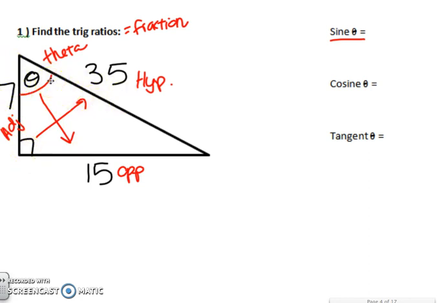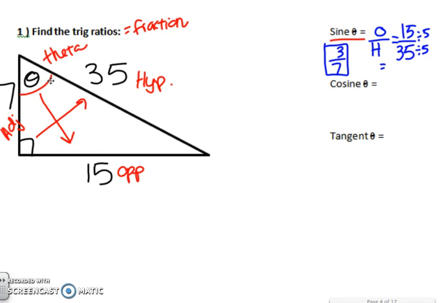Okay, so once you label it, then you can write your ratio. So I know sine is opposite over hypotenuse. So I'm going to plug in my numbers and get 15 over 35. Now I just need to simplify that fraction. And I know each of those are divisible by 5. So if I divide the top and the bottom by 5, my ratio should be 3 over 7. Okay, and I'm done. I found the ratio of sine of theta.